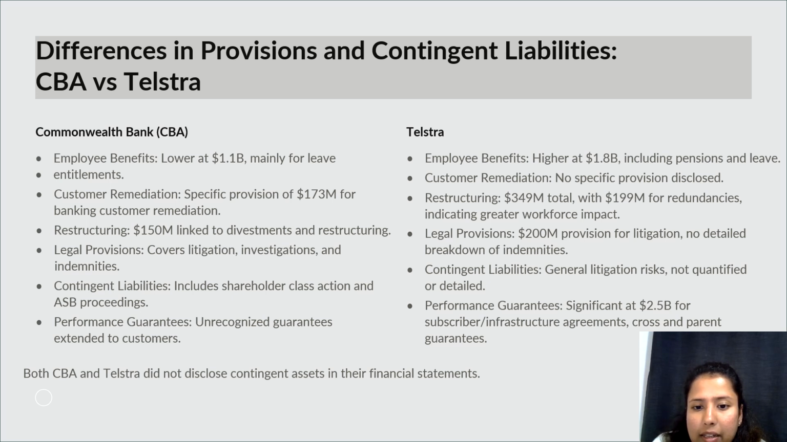So next is the legal provisions, which is around $200 million provision for litigation, although there is no detailed breakdown on the indemnities. Next is the contingent liabilities, which is the general litigation risk, which is not detailed. And lastly, it talks about the performance guarantees, which is the significant amount of 2.5 billion for subscriber infrastructure agreement across the parent guarantees.